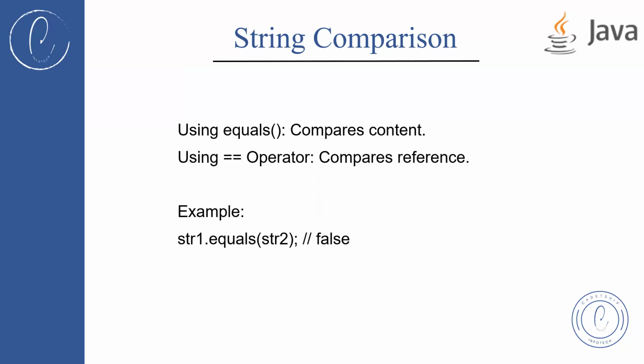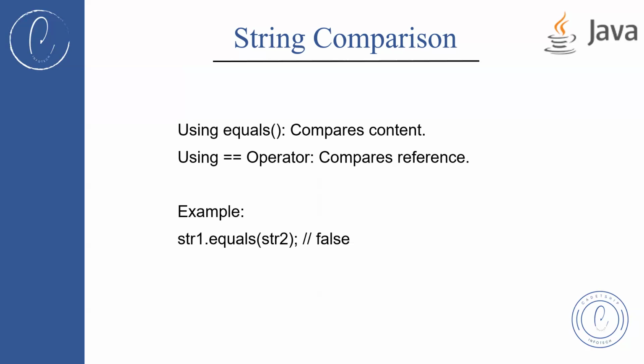Then we have the double equal to operator. It compares the reference, that is, which object our two strings are pointing to. If they are pointing to different references, then it gives a different output. So basically it checks both the reference and value. If the reference and value are both the same, it gives the output as true, else it gives false. So this is the general difference between the equals method and the double equal to operator. This is commonly used for comparing strings in Java.